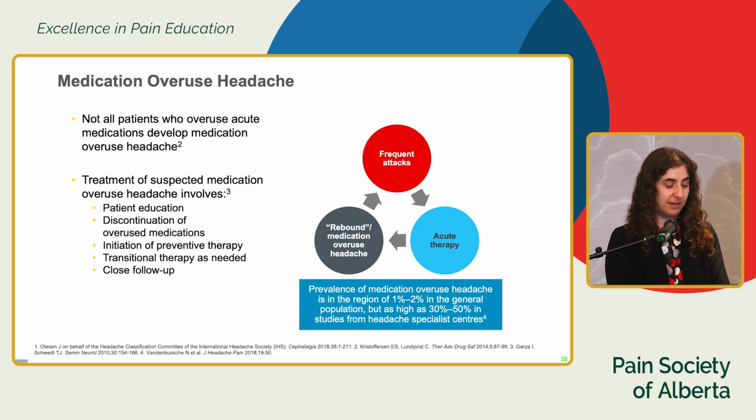And so we're aware the prevalence of medication overuse headache is about 1 to 2% in the general population, but as high as 30 to 50% in the headache populations that we see in our headache clinic. So relatively high, unfortunately.